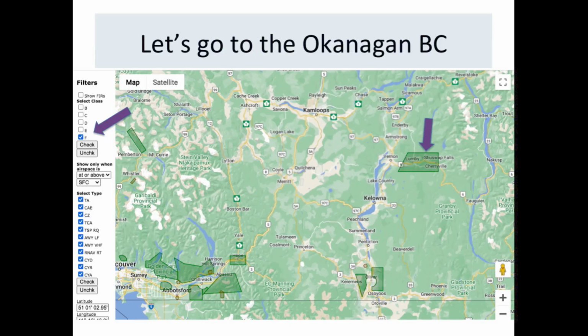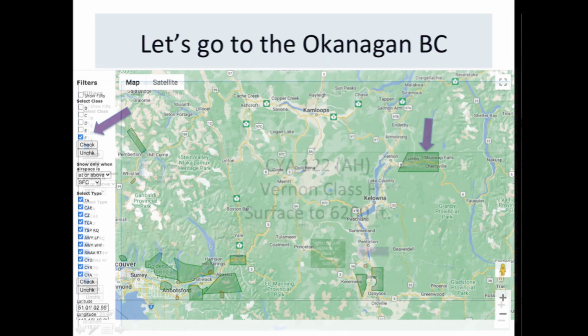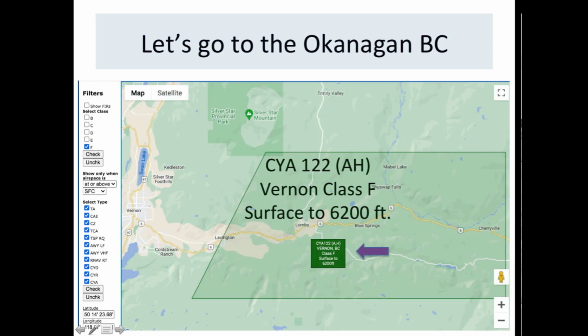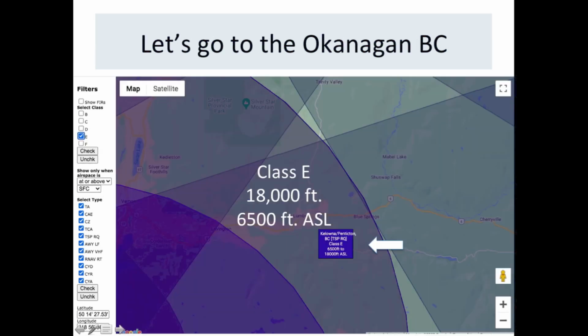Alrighty, let's jump back onto our Canadian airspace viewer and take a look at our Class F CYA as well as the surrounding airspace in its area. Here we can see the CYA is 122 AH, it's Vernon Class F, and it's from the surface to 6,200 feet, as we've seen on SkyVector. For the Class E, which is above your CYA, it goes from 6,500 all the way up to 18,000 feet. And you're thinking, hey, if I'm a pilot and I've got my Hagar, I can enter into Class E.